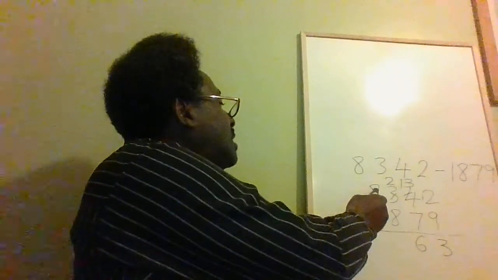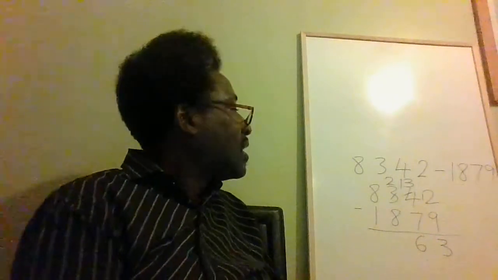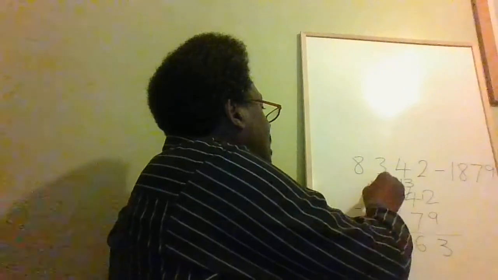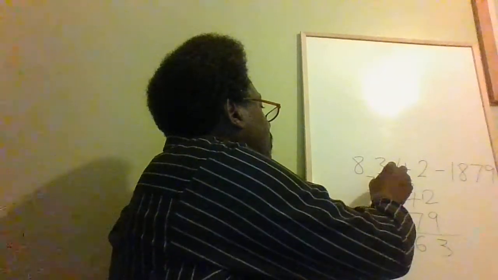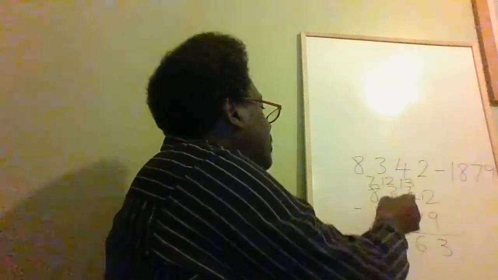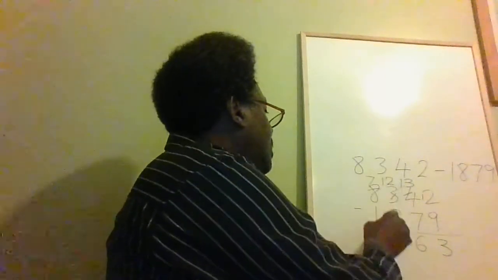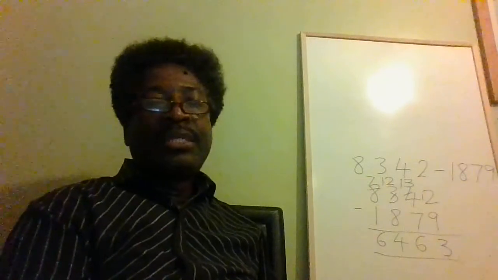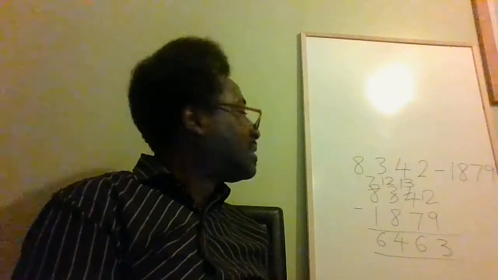Look at this digit here. Take 1 from that digit. That digit is 8. If you take 1 from that digit of 8, you're left with 7. So strike it out. Put a 7 on top. The one you took from the 8, put it in front of the 2 to make 12. Then you do 12 take away 8, that's 4. And then you do 7 take away 1, that's 6. And the answer is 6,463.